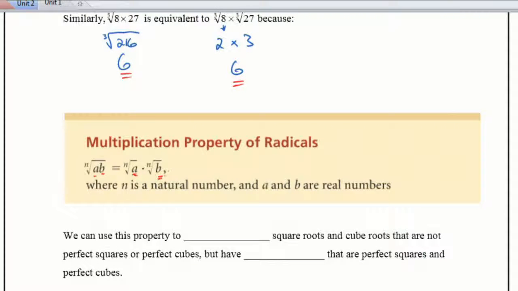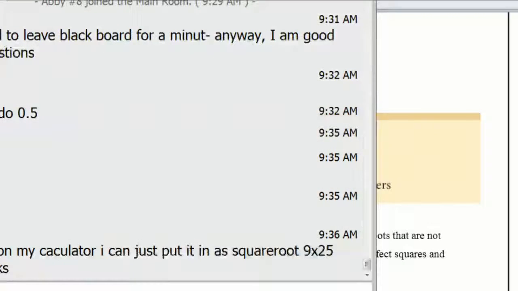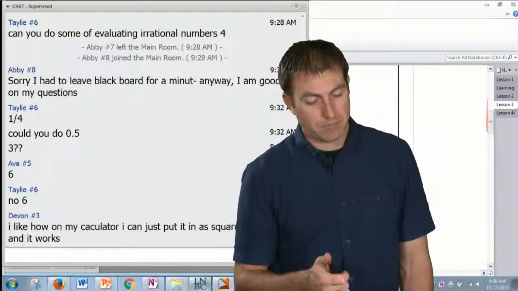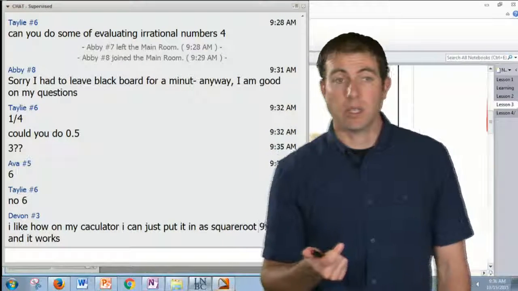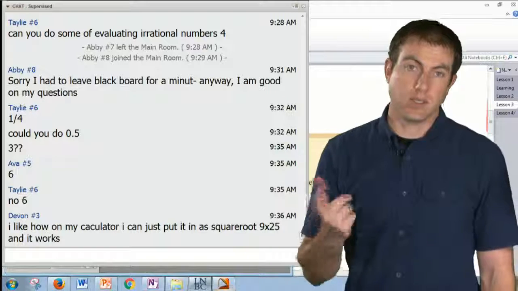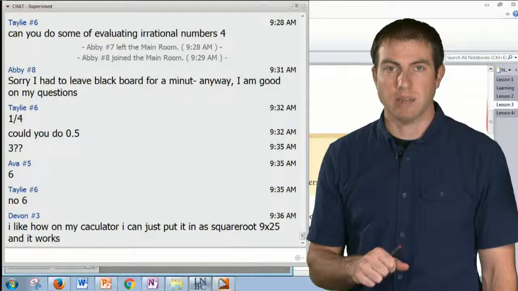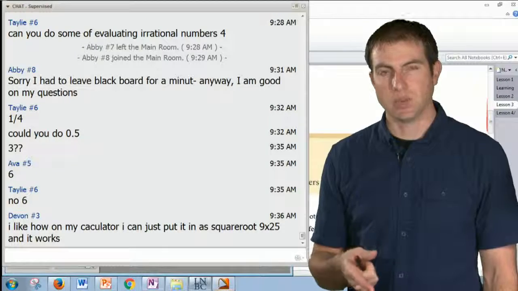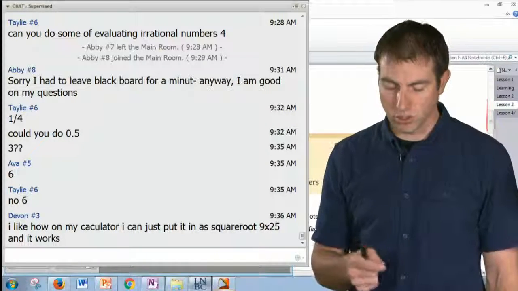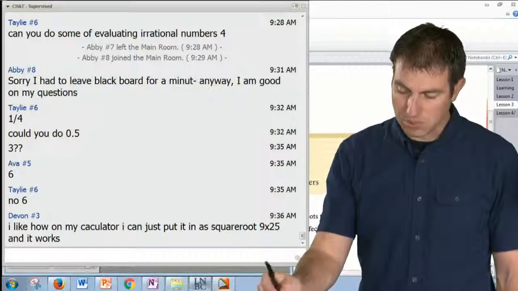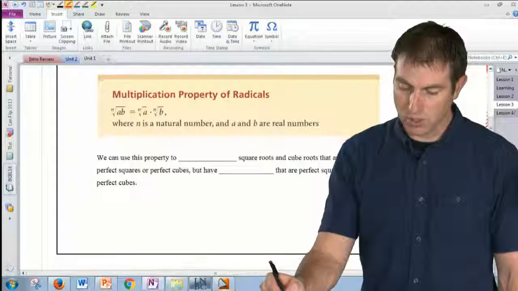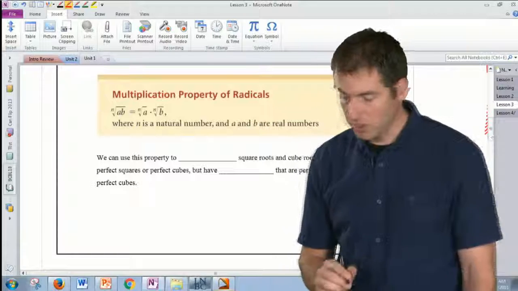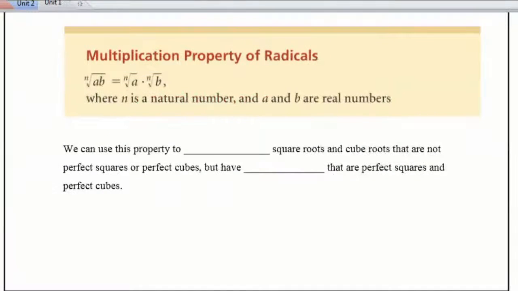Some calculators will do it. That's a good point, Damon. Some calculators are smarter than others. You can just put square root of 9 times 25 in and it works. Some calculators kind of don't like these things and the order of operations gets mixed up and you get the wrong answers. But for these ones, because they're multiplication, generally it should work. But it's not going to help us that much because we're going to have to look at these questions a little differently.